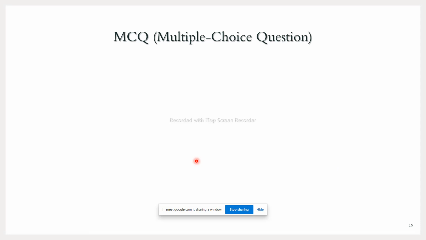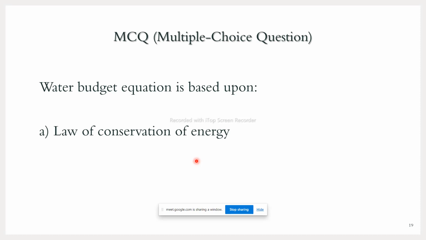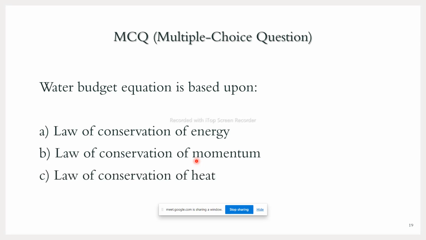So now my question to you is that the water budget equation or water balance equation is based upon which principle? The principle A is law of conservation of energy, B is law of conservation of momentum, C is law of conservation of heat, and D is law of conservation of mass.